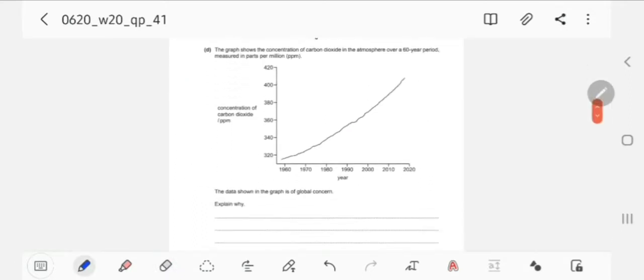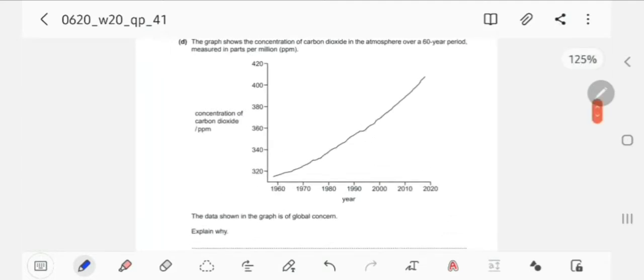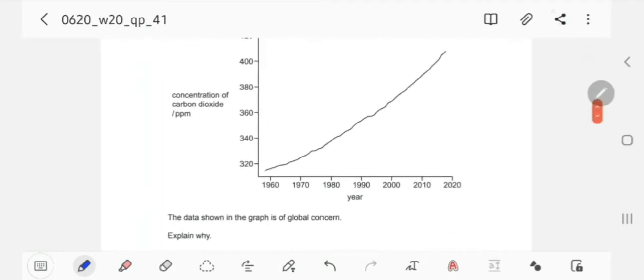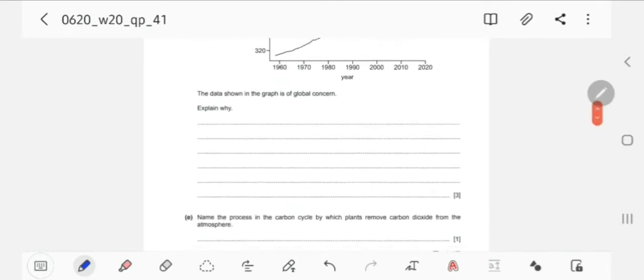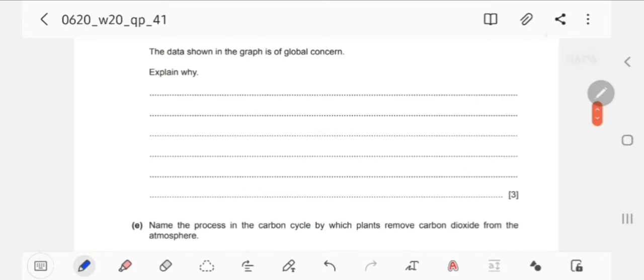So part D is a graph question, and it shows the concentration of carbon dioxide, which is increasing year by year. The question states that the data shown in the graph is of global concern. Well, yes, because the concentration of carbon dioxide is increasing globally. Explain why. So how many reasons do we have to state? 3 reasons, as it is 3 marks. We will begin by writing CO2 is a greenhouse gas. That's why it is a disadvantage, or a global concern.